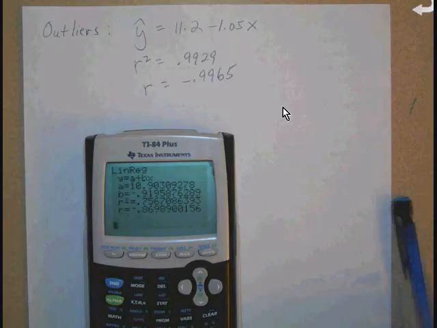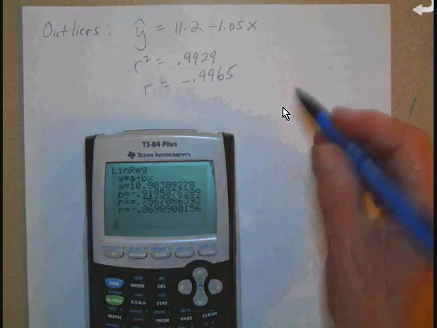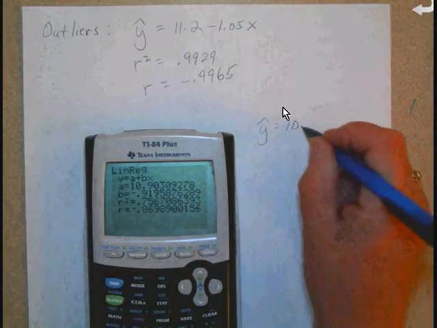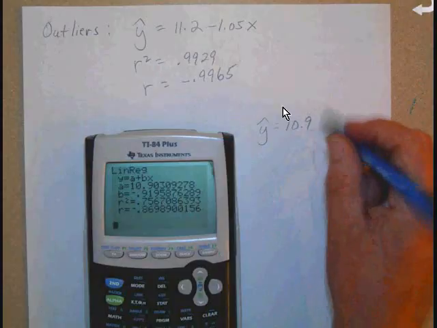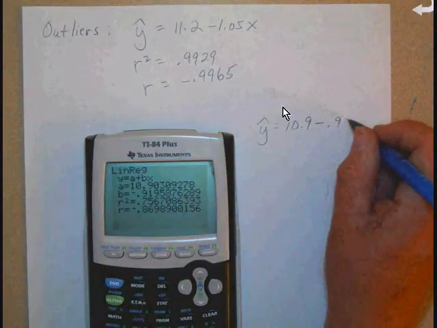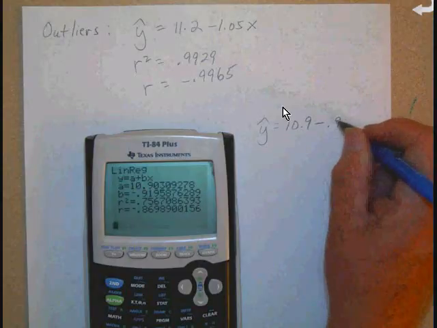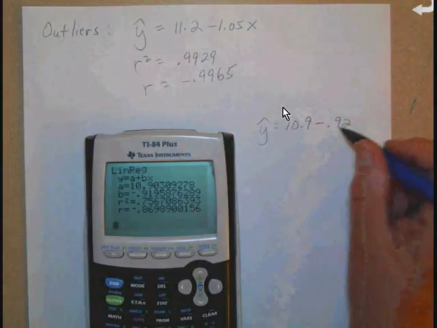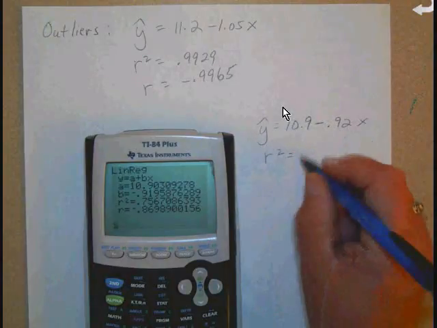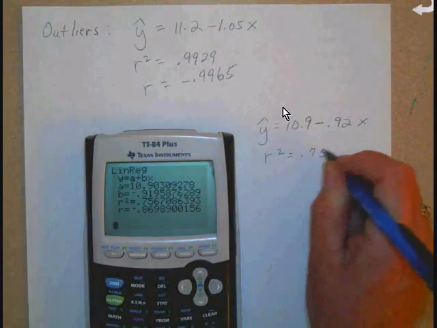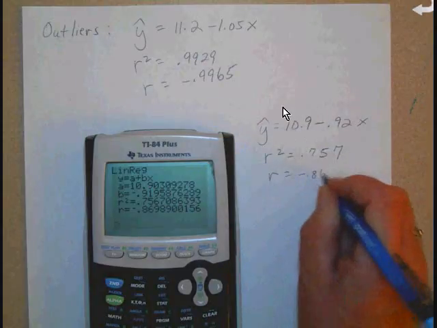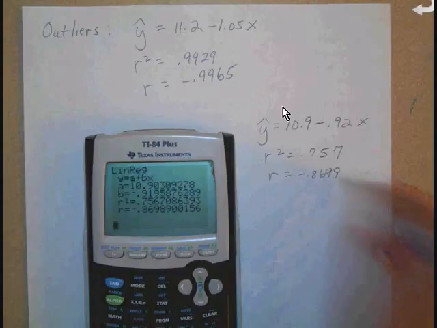And my new equation is y hat equals 10.9 minus 0.920x, with an r squared of 0.757, or an r of negative 0.8699.